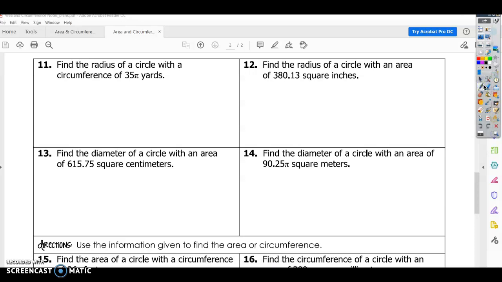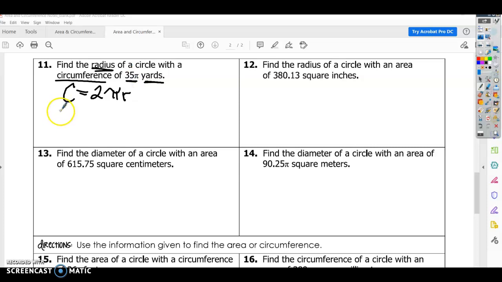Alright guys, we're going to continue from the last video. This one says find the radius of a circle with a circumference of 35 pi yards. Alright, so we had find the radius. So the circumference, remember, is 2 pi r. And we're looking for the radius if we're given the circumference.